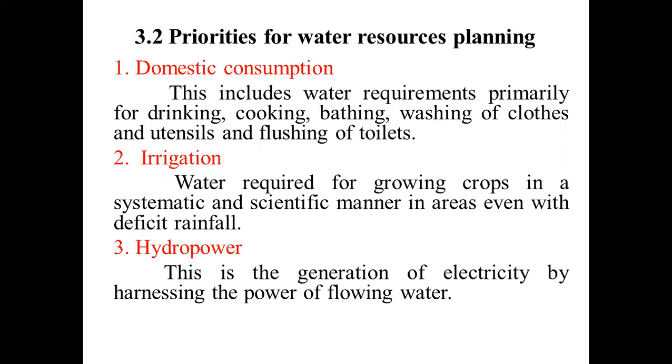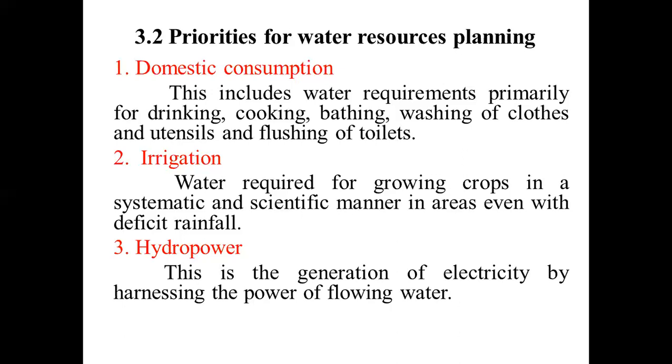And then is irrigation. Irrigation is nothing but growing of crops in a systematic and scientific method in areas even with deficit rainfall. Now this is important. Why we plan is because Indian weather is very unpredictable, so we cannot depend only on rainfall. Rainfall itself is very unpredictable. So in order to grow the crops, we have to use alternative methods and plan the storage of water whenever there is a deficit, whenever there is a shortage of water. So that's why we need to plan it.